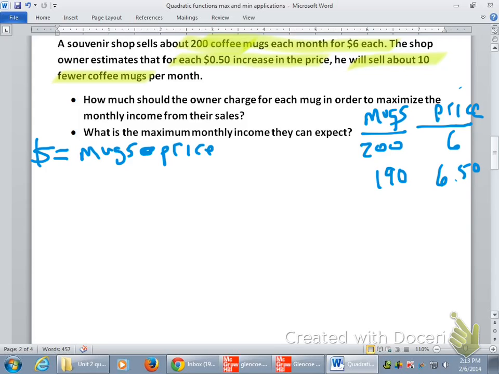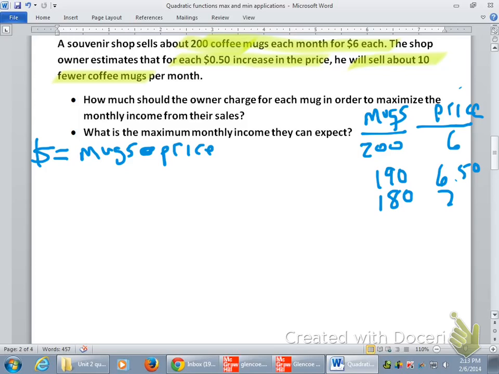Well, if he can increase it by 50 cents, what if he does it again? What if he increases it to $7? How many mugs would he sell then? It'd only be 180. That's going down. Every time he ups the price, the amount of mugs he sells goes down, right? $60 more than the original. So he's still making more money? A lot. Okay. You said it was 60 more. How much more was it compared to the 650?